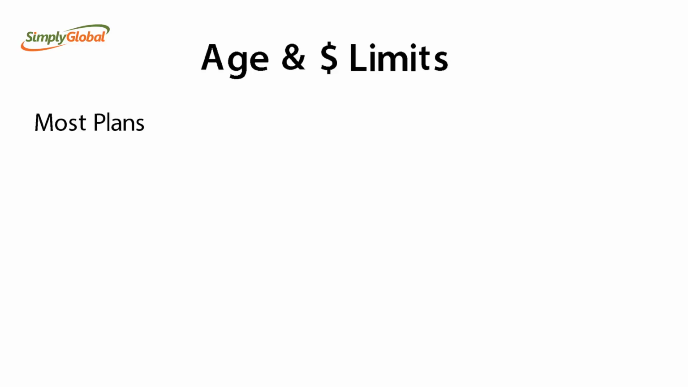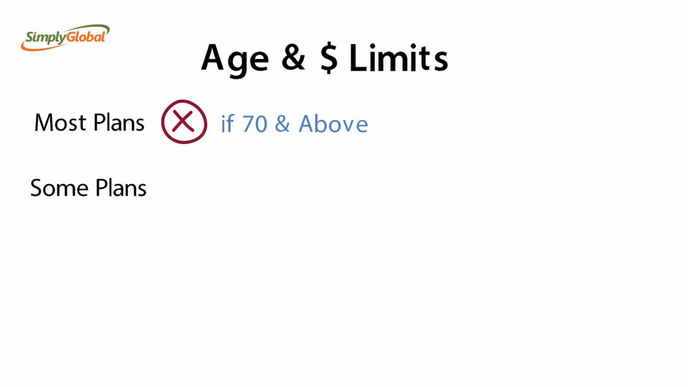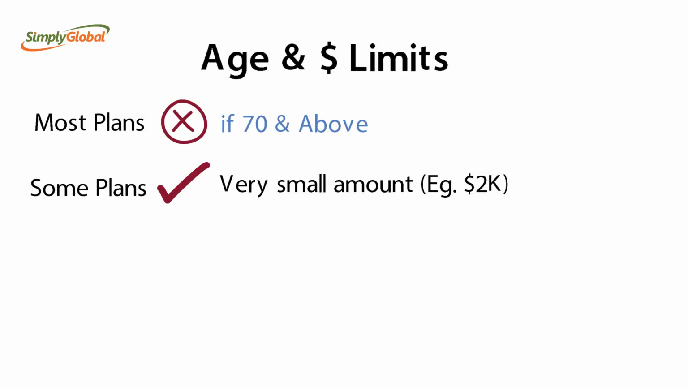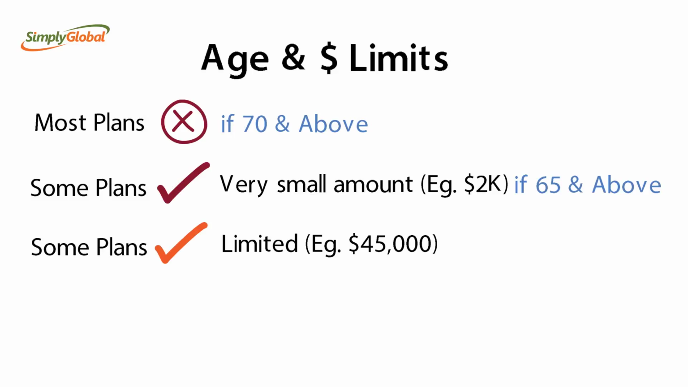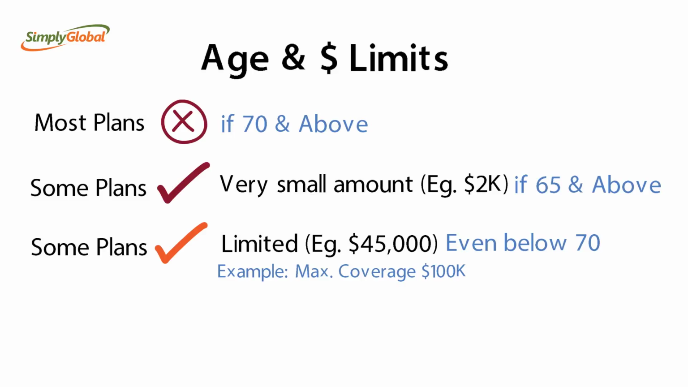Note that most visitors' insurance plans do not cover the acute onset of pre-existing condition for age 70 and above, whereas some plans only cover a very small amount above age 65. Secondly, some plans, including some comprehensive plans, only cover up to a certain maximum dollar limit, even for ages under 70. As an example, if your overall coverage is $100,000, certain plans may cover only up to, say, $45,000 for acute onset of pre-existing condition.